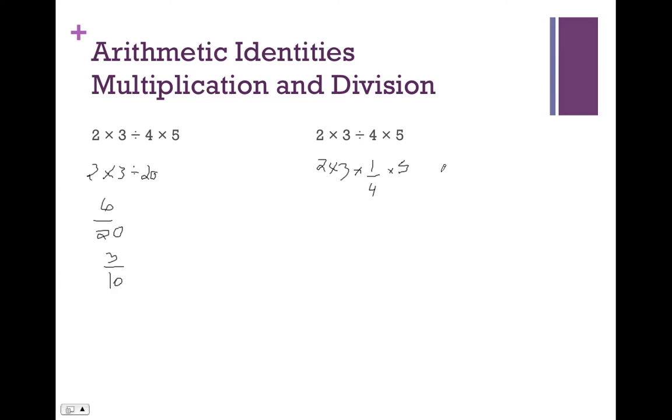Now, same as in the previous example, I'm going to perform the calculation between the third and fourth element. So we have 2 times 3, and if we multiply a quarter by 5, we get 5 quarters. So that's multiplied by 5 quarters.